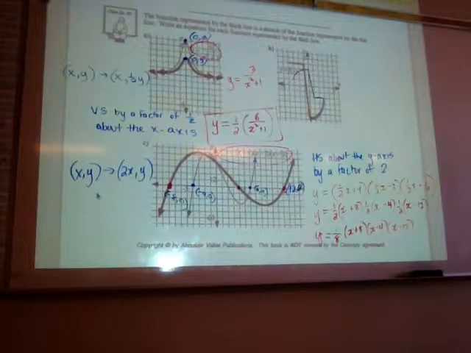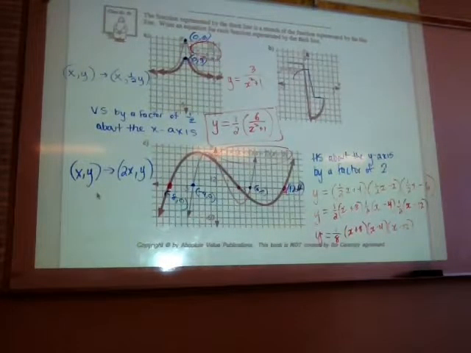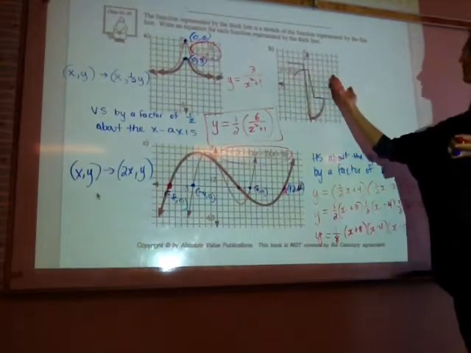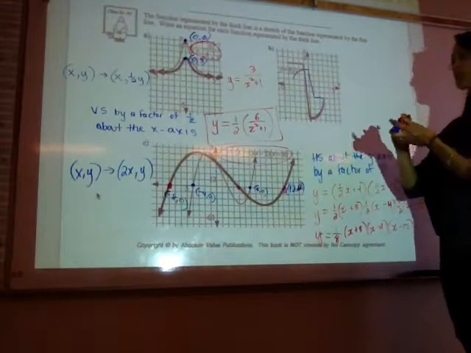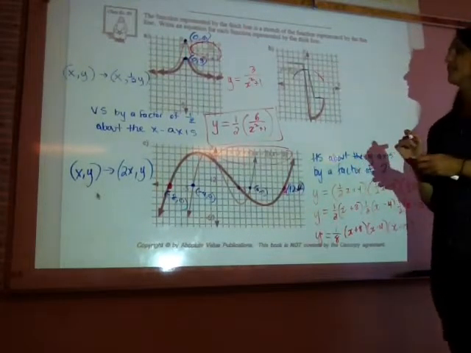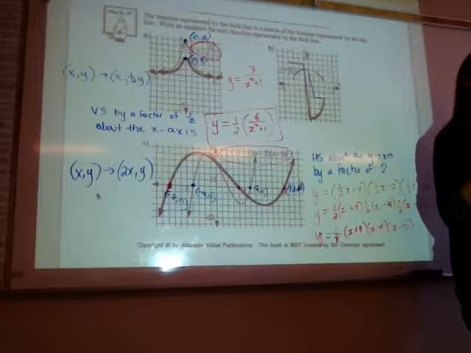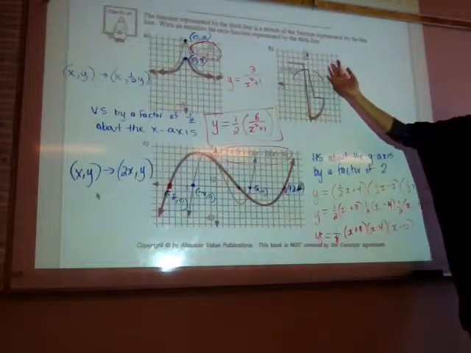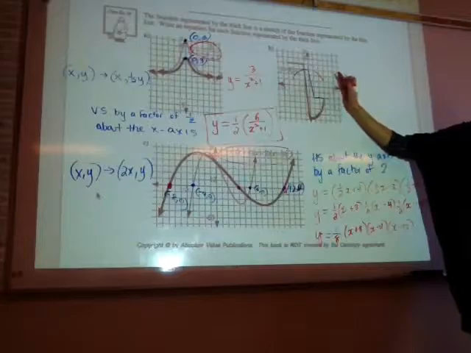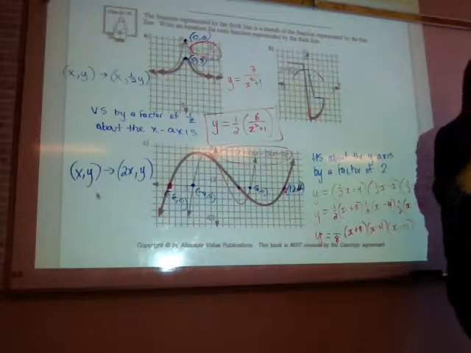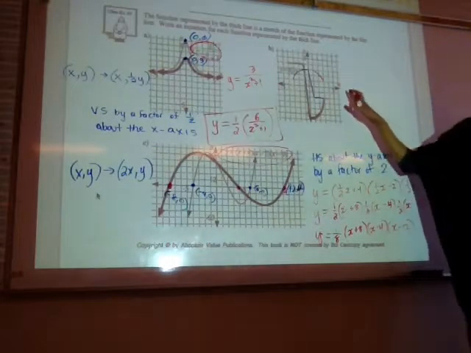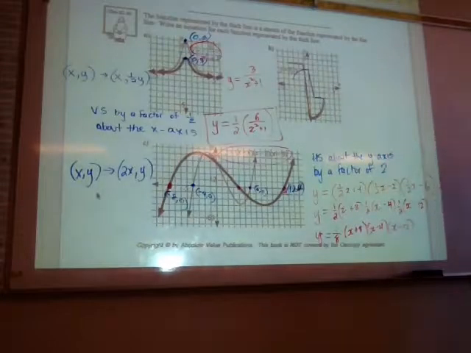Reflection, good. Okay, so I reflect this across the y-axis. My curve is now facing this way. Oh no, is it just one reflection? No, it's like a flip and a flip. Yeah, it was reflected in the y-axis and it was reflected again in the x-axis. Okay, just by looking at it, you can see that.